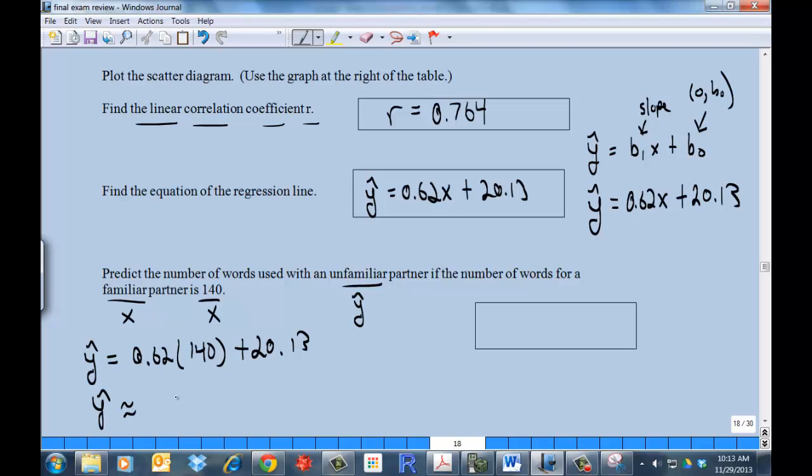So we get y hat is approximately 106.93. We'll just round that. We'll say y hat is approximately equal to 107 words. Okay, and then the last part of the question says find the residual.